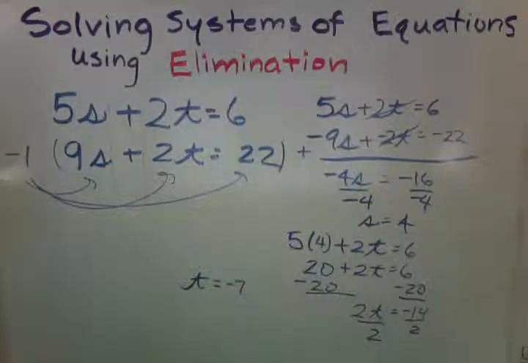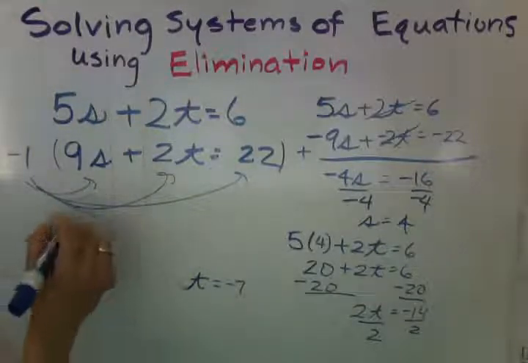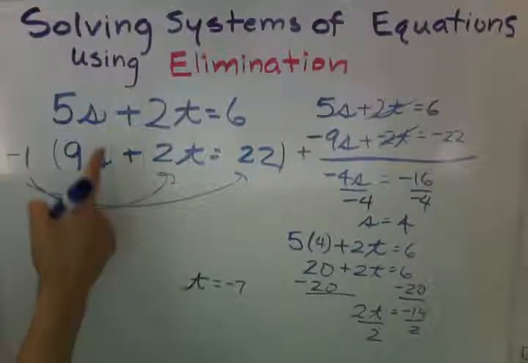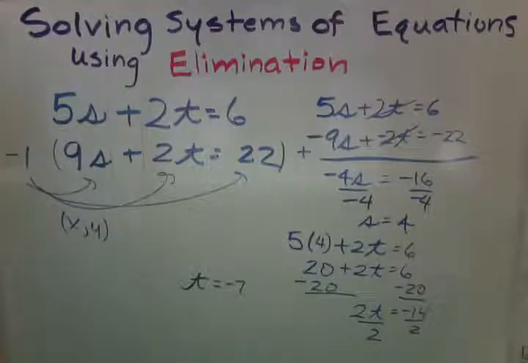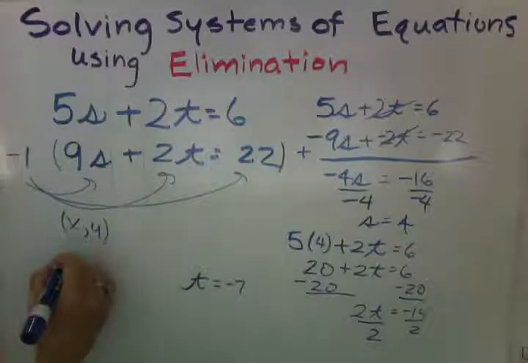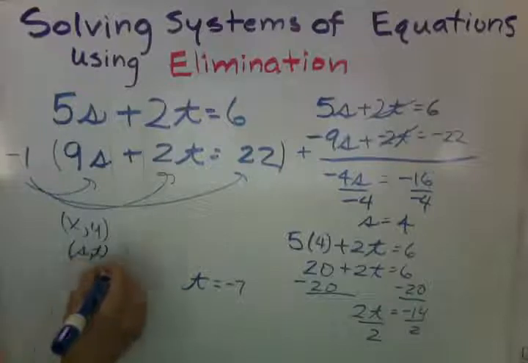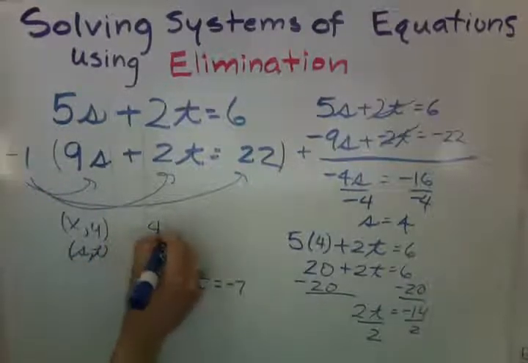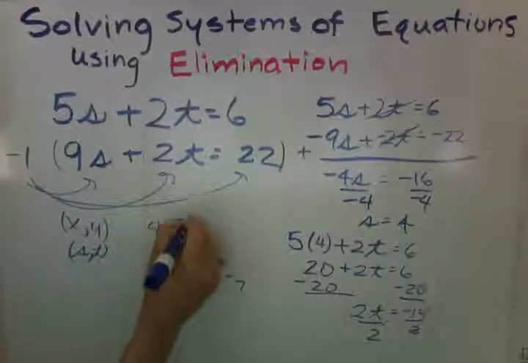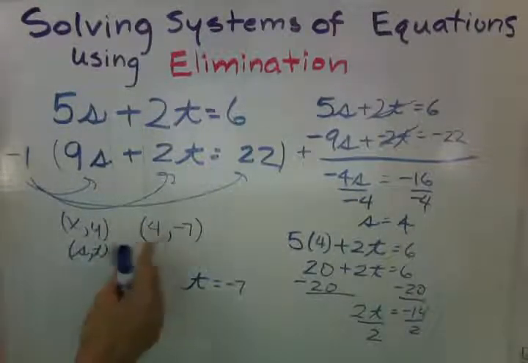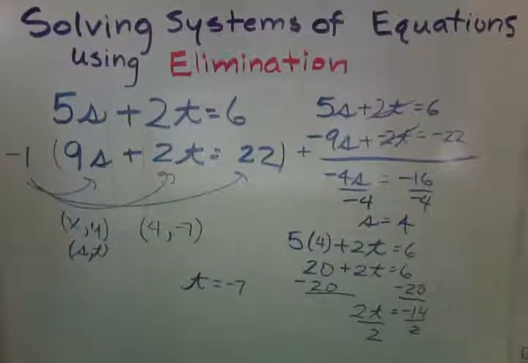Now remember when we wrote the answers for x and y, the x always came before the y. But what if your variables are s and t? The rule is it's alphabetical order. S comes before t, therefore you write your answer as 4, -7. It's very important to remember the order, because if you reverse it, the answer will be wrong.